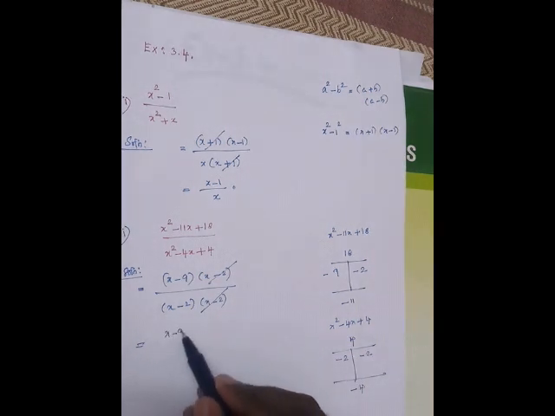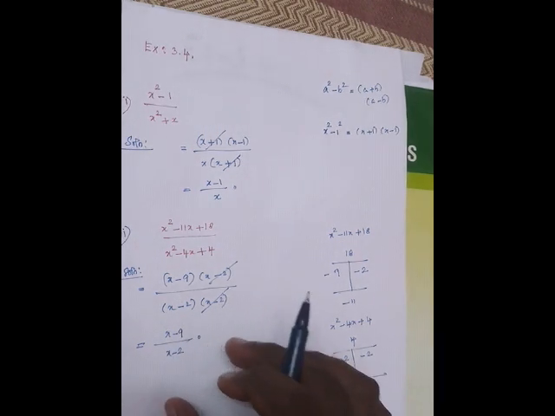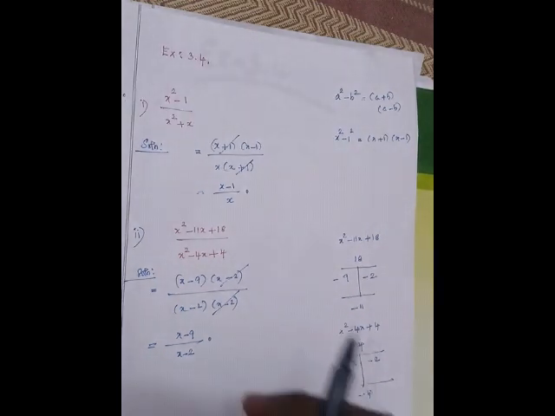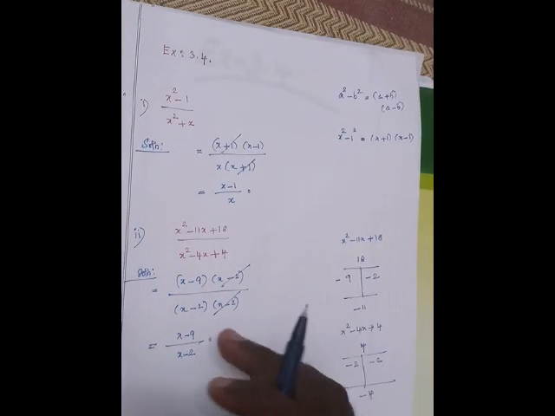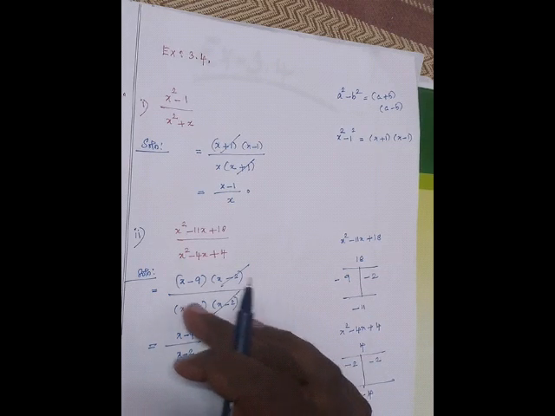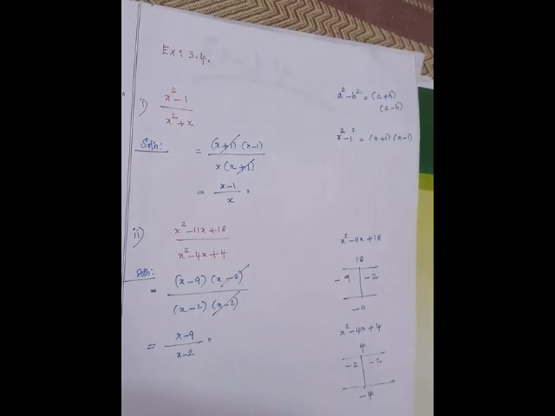So we have x minus 9 divided by x minus 2. This is its lowest form, or reduced form. Hereafter we cannot reduce, so this is the irreducible form of this rational expression.